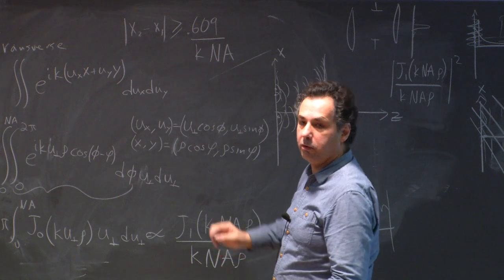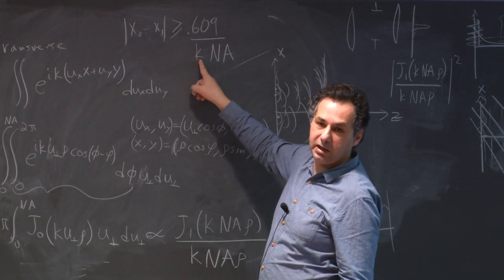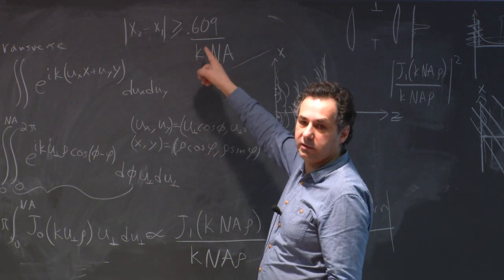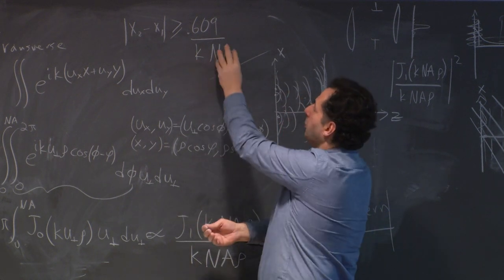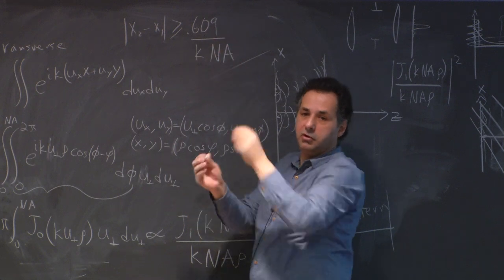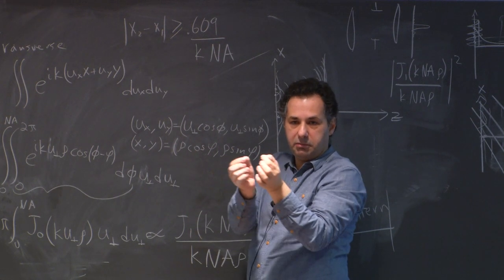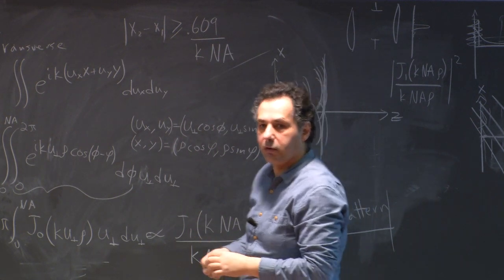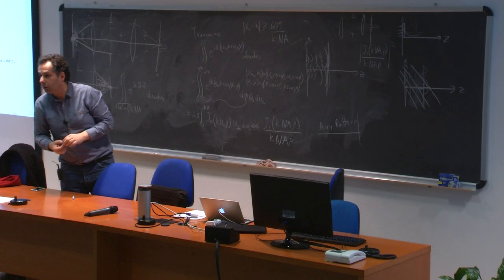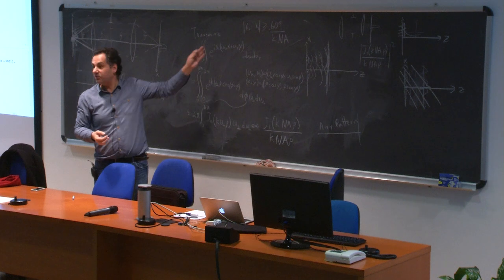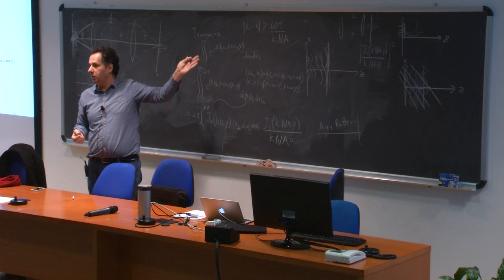Yes. So k is 2 pi divided by lambda. So this is something in terms of lambda. So the bigger the NA, the smaller this number, so the more I can keep these things separated. This is thought for incoherent illumination.